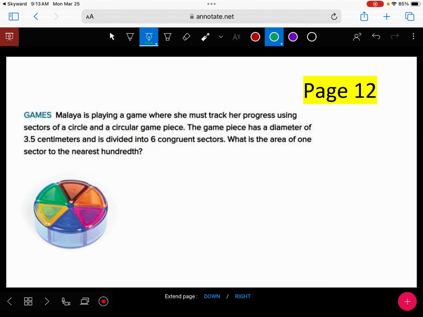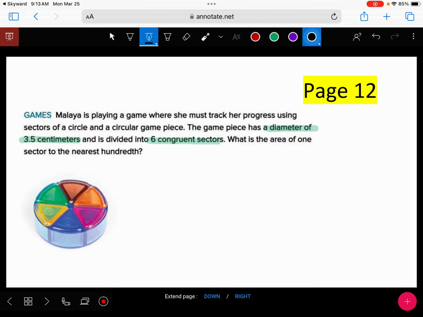Okay. So now it says Malaya is playing a game where she must track her progress using sectors of a circle on a circular game piece. The game piece has a diameter, so underline where it says diameter of 3.5. And it's divided into 6 congruent sectors. Remember, the word congruent means equal. What's the area of one sector?